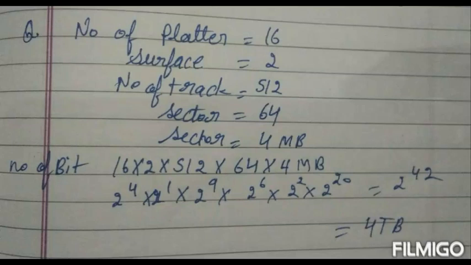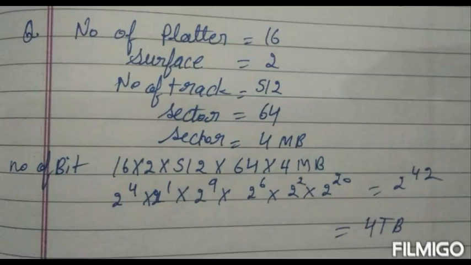We will understand the next example. The configuration is given as: number of platters is 16, surfaces is 2, number of tracks is equal to 512, sectors is equal to 64, sector size is equal to 4 MB. We present these numbers in multiplication form. Now we will present these numbers in binary form.